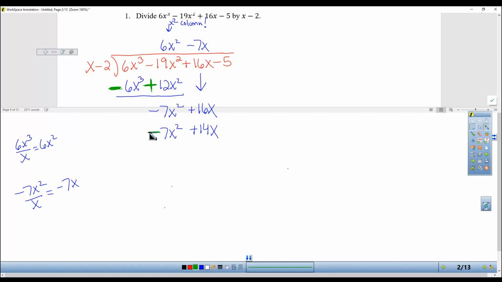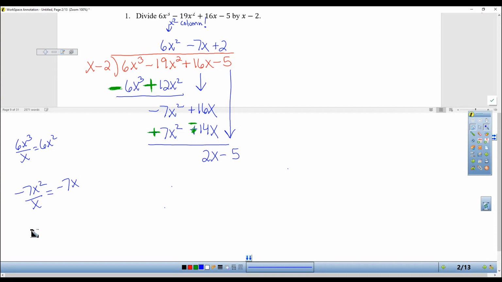And when you subtract, that changes this to a plus, and it changes this to a minus. So again, I always change my color to make sure that I know that I've done it. This should cancel, and you get 2x. Bring down the 5, which is negative. And now I have 2x divided by x, which is just 2.